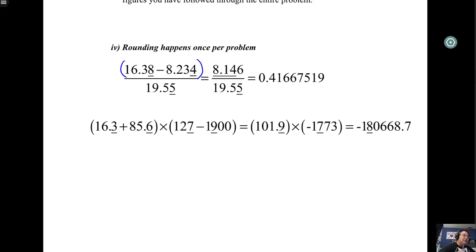So every time you get what should be in parentheses, hit equals and write that number down. Okay, so this becomes 8.146. Now, I know this number to the hundredth. I know this one to the thousandth. That means I only know this number to the hundredth.